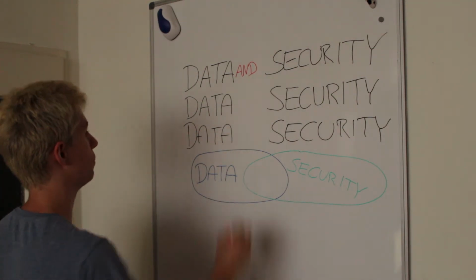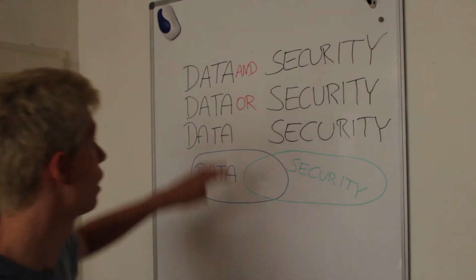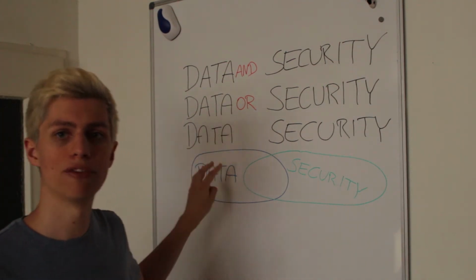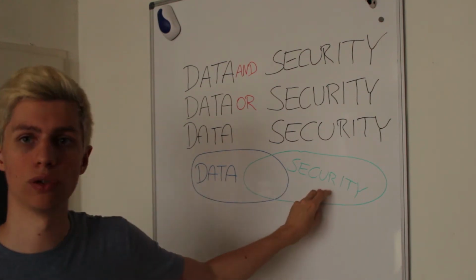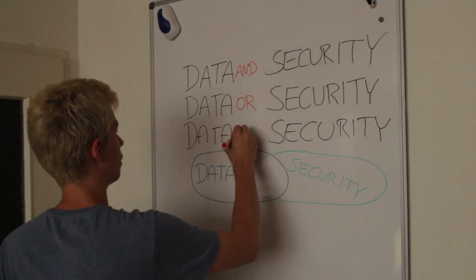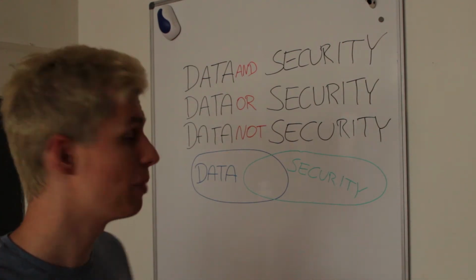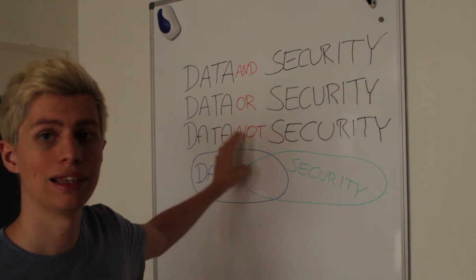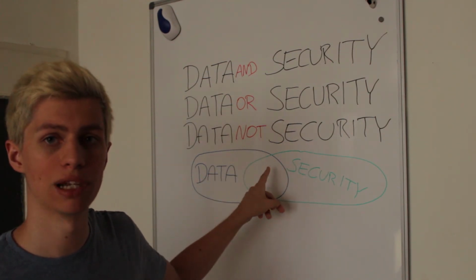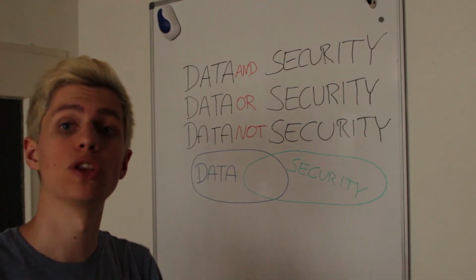Okay, next would be the OR function, OR right here. So if you put in the OR, it looks for all the documents down here. So all the documents that have data and all the documents that have security. That's what the OR function basically means. And then the last one would be NOT. So for this one, it looks for the documents that have data but not security. So it would exclude this little circle in the middle here. So just the ones here, just the ones that have data but not security in them.